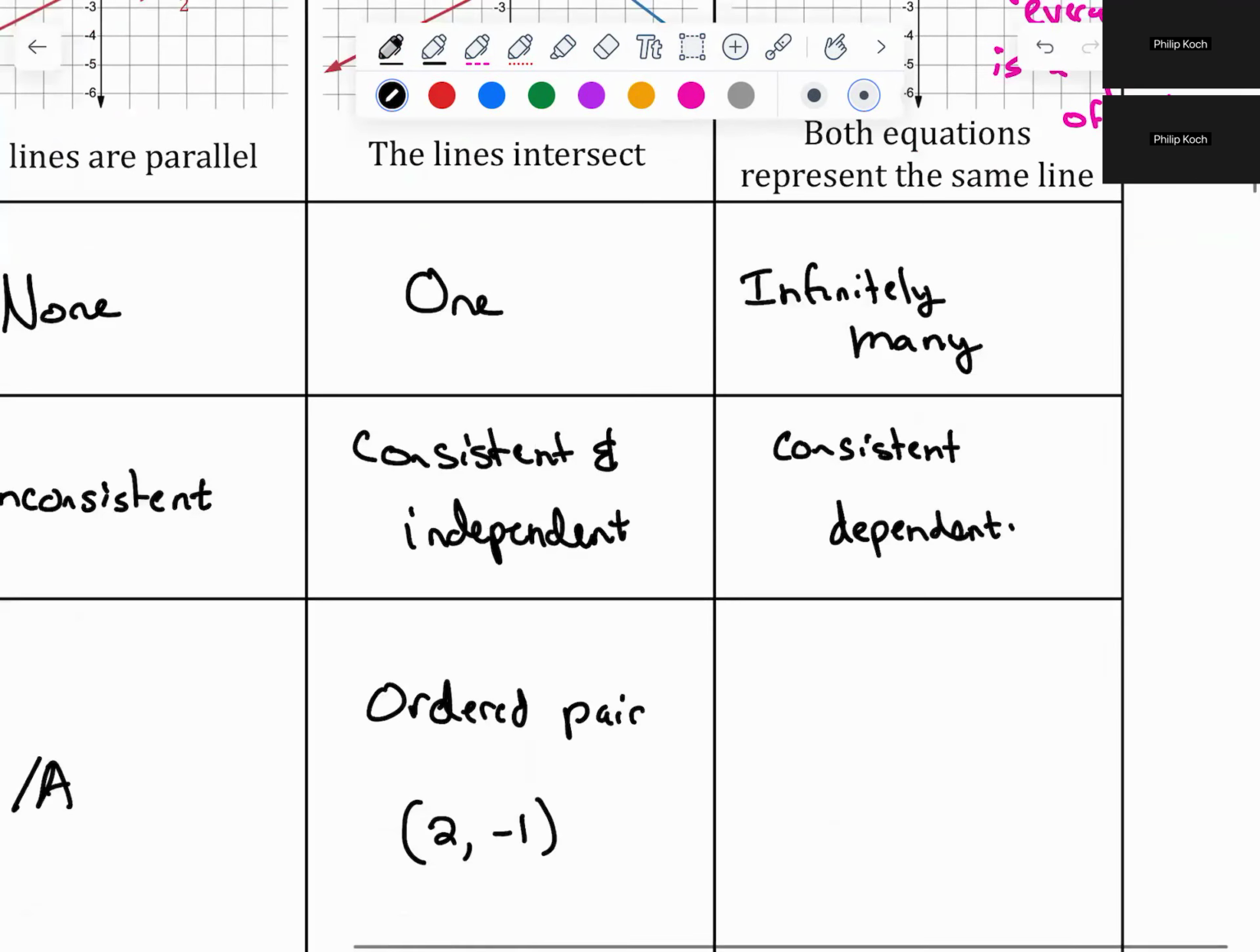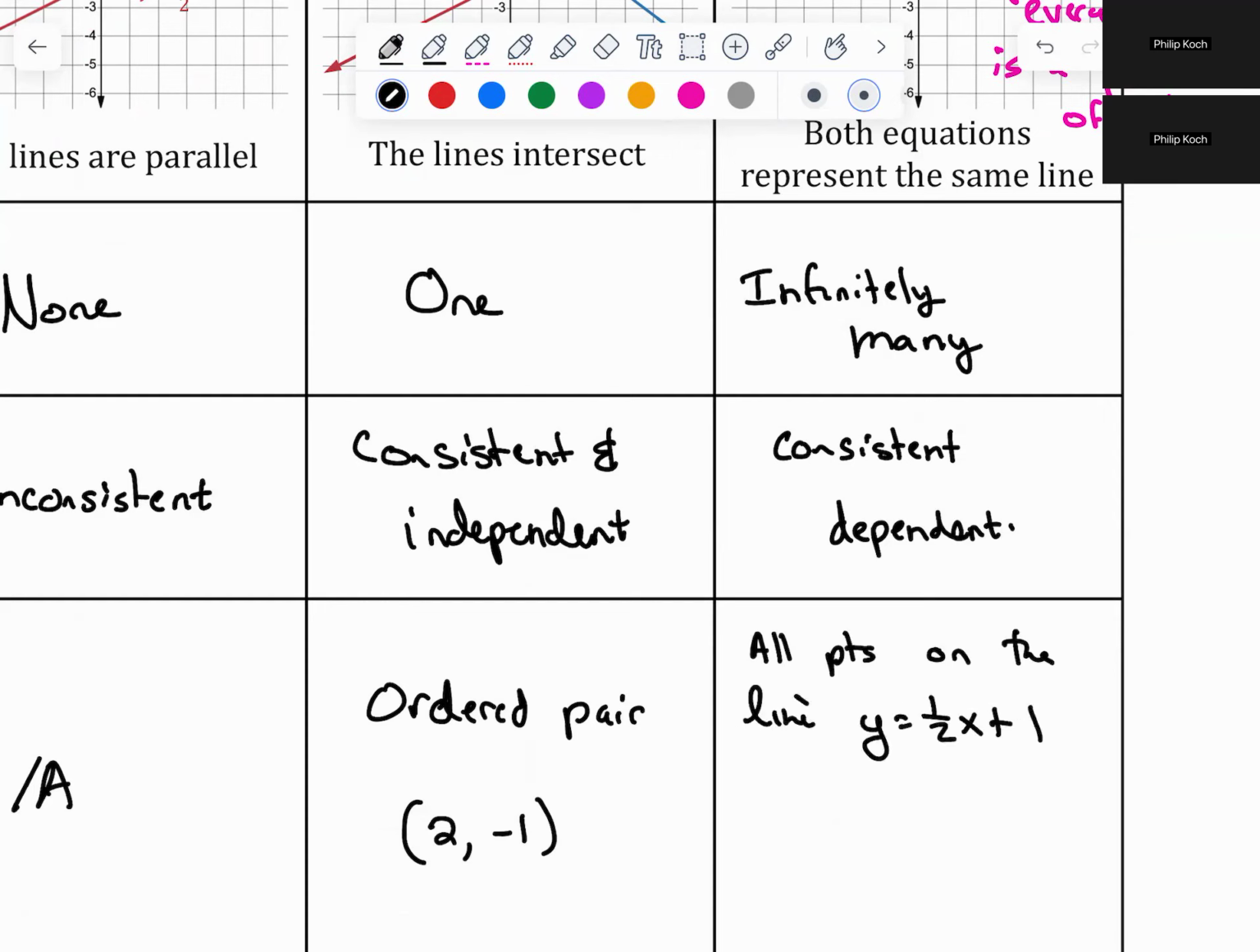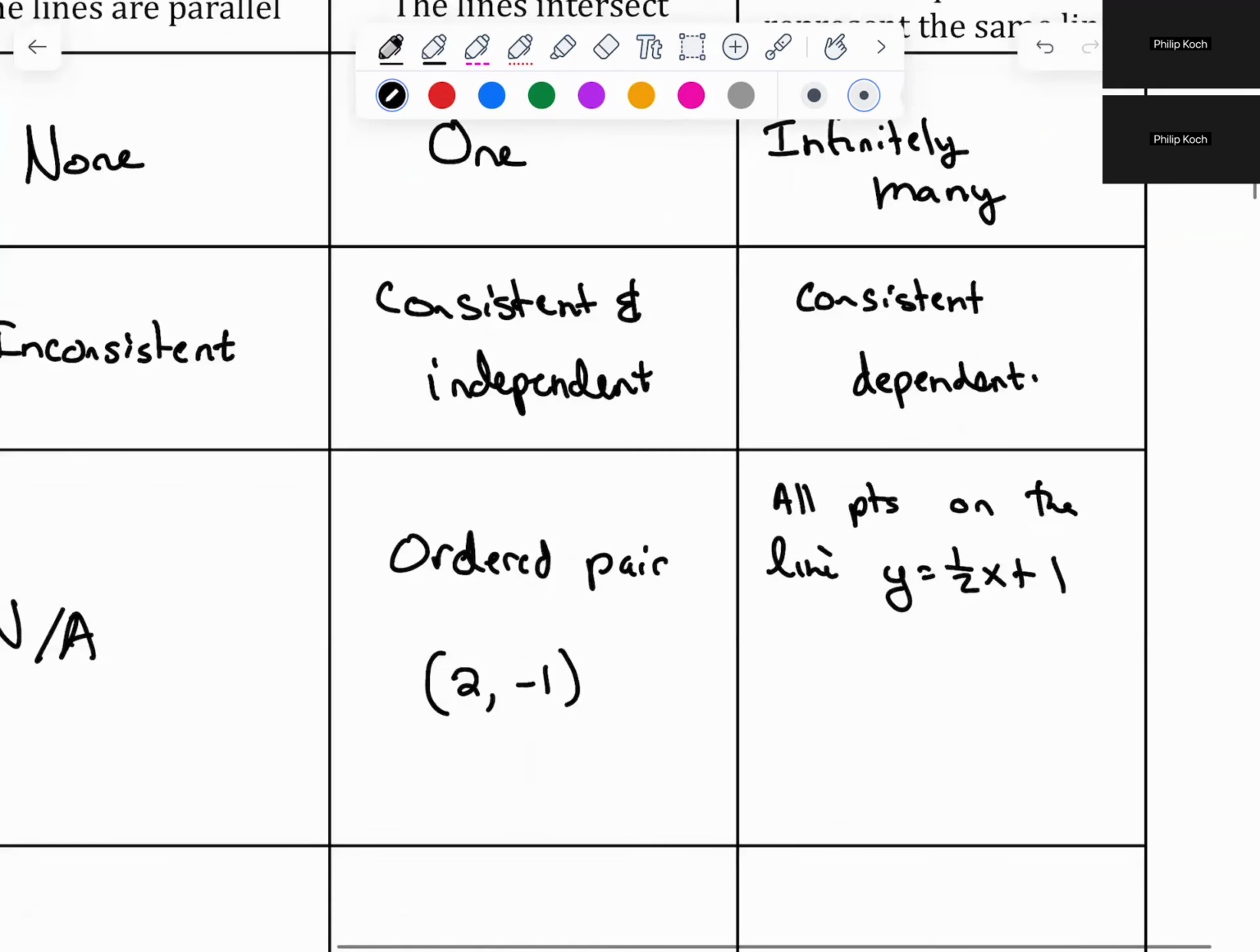The verbal way to say it is it's all points on the line y equals 1/2 x plus 1. Or the way that many textbooks will want you to write it, it's all the points (x, 1/2 x plus 1). This is our y value. And I'll explain why in just a moment.